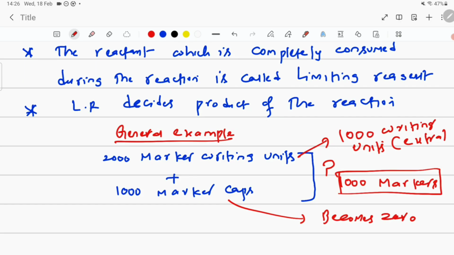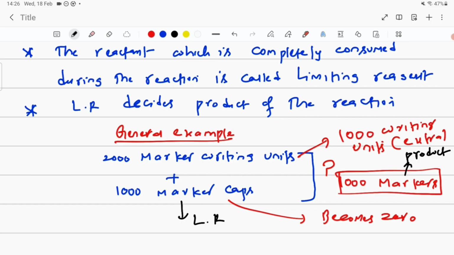Okay. So now what we can conclude here is that in this reaction, the limiting reagent is marker caps. Why? Because it becomes 0 after the reaction, so it is the limiting reagent. You tell me which is deciding the product now. I am considering it as product. Product deciding is right, marker caps, because only 1000 are left.